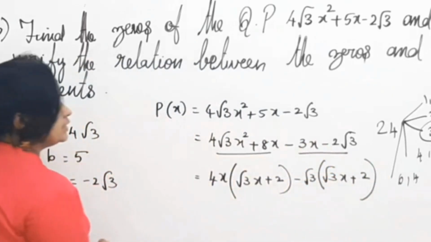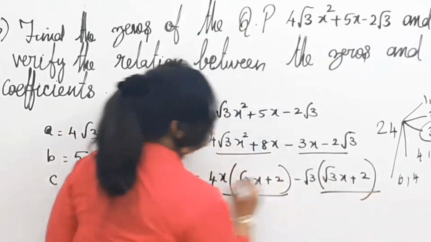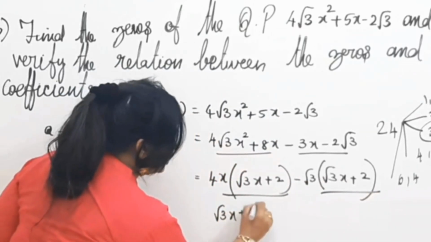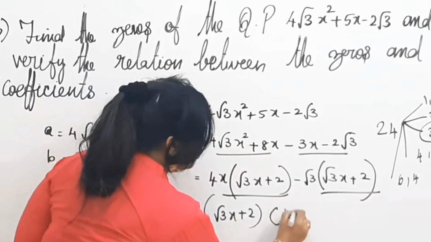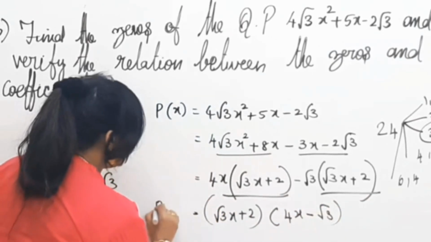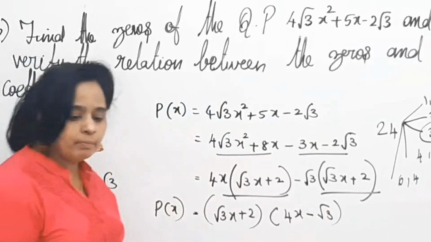Why? Because minus is taken outside. Now I'm going to take the common term again. So root 3x plus 2 is taken outside. I'm left with 4x minus root 3. So these are the factors of this polynomial p of x. Now I have to get my zeros.